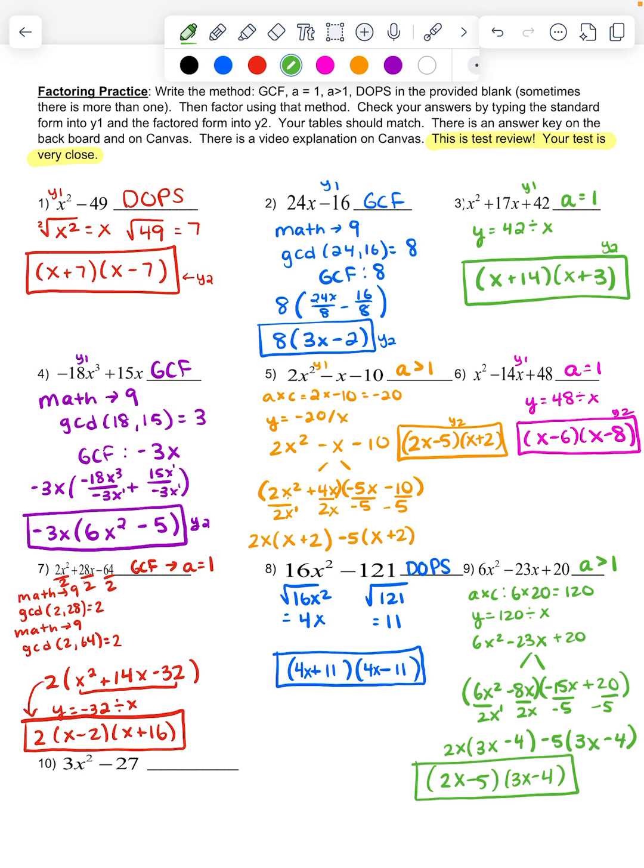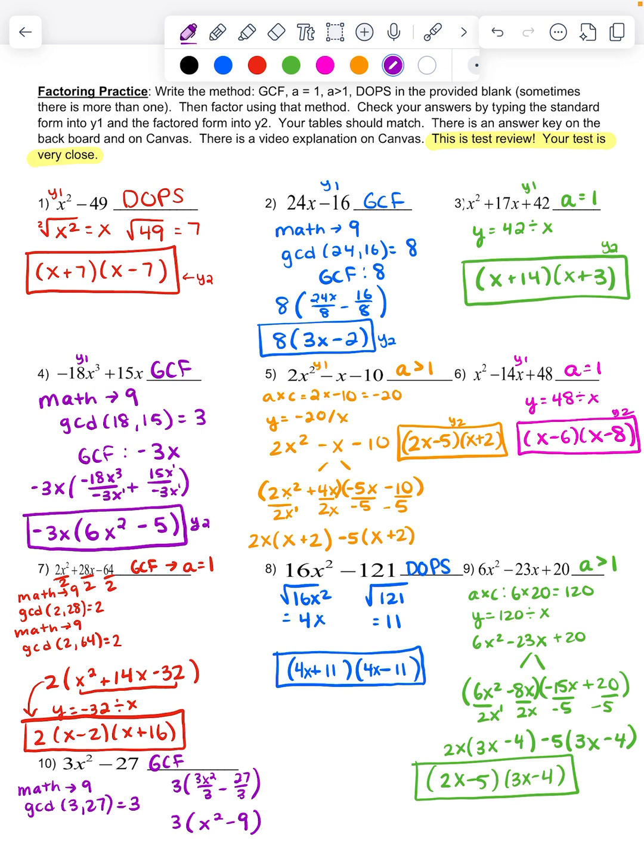All right, for the last one, it is a binomial, so it's either GCF or DOPS. And what I notice is that 3 and 27 both aren't perfect squares. So I'm going to do a GCF here. I'm going to do a math, arrow to the right, 9, and I'm going to do a GCD of 3 and 27, not including the negative, and I get a 3. So I know that the GCF is just 3 because I can't have an x because the 27 doesn't have an x. So I'm going to divide 3x squared by 3 and negative 27 by 3. So I end up with x squared minus 9.